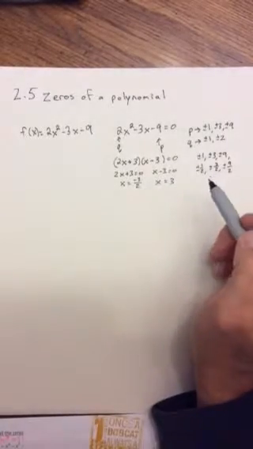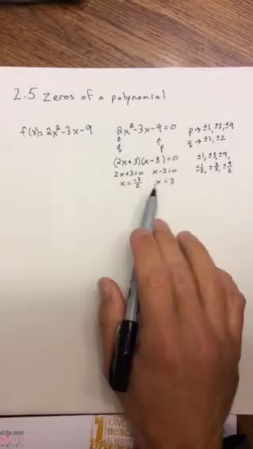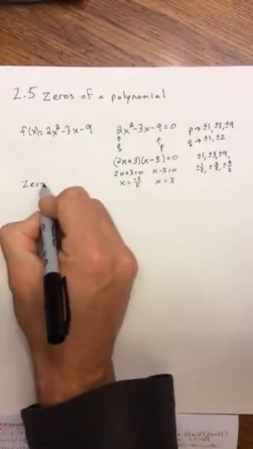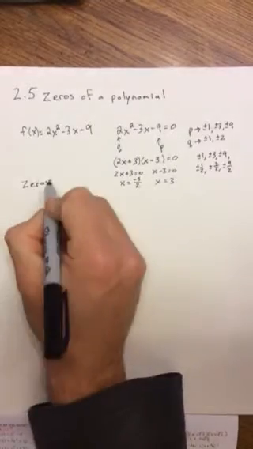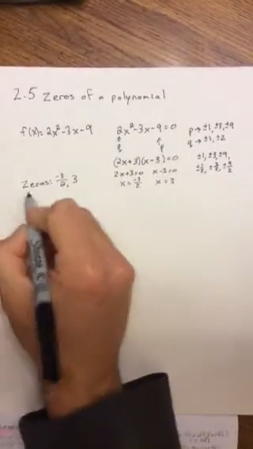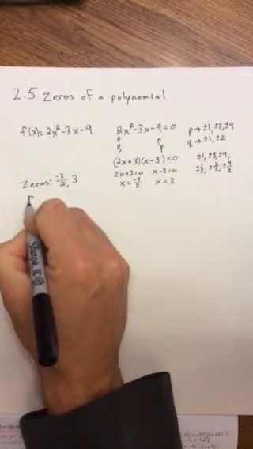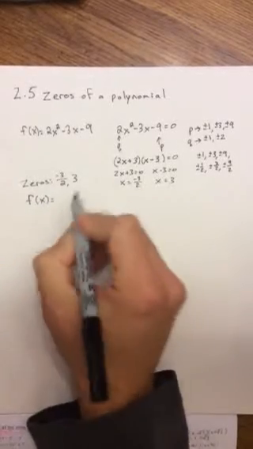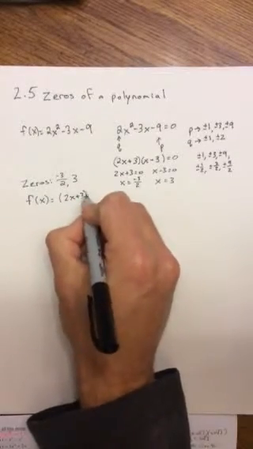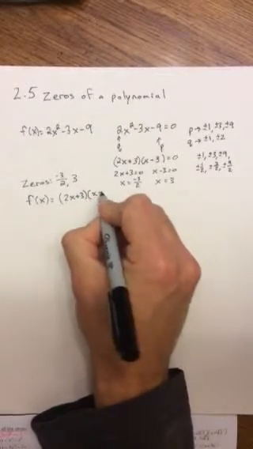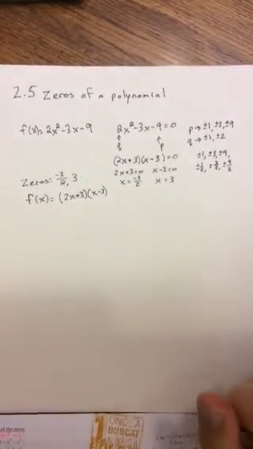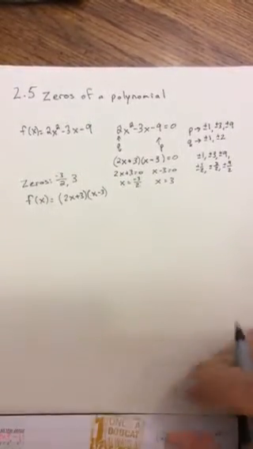Now, read directions carefully, because I may want you to come up with the complete list of zeros, which we did right there. So zeros are negative 3/2 and 3. Or I might want you to come up with the complete factorization, which is 2x plus 3 times x minus 3. Okay? So we're going to take that idea and just continue to expand upon it past a second degree.